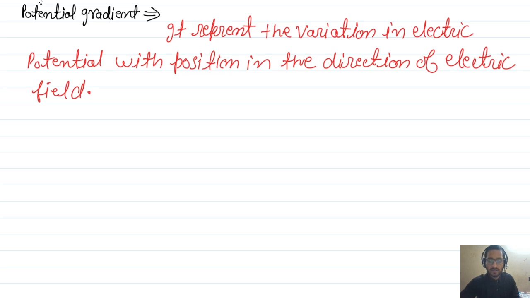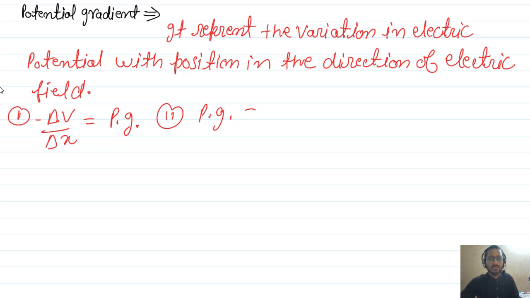Okay, symbolically we can write it like this: negative del V by del r is equal to potential gradient. Second, we can write potential gradient is equal to negative of dV by dr, or dV by dx, or whatever. It's a symbol, so we can write r or we can write x.